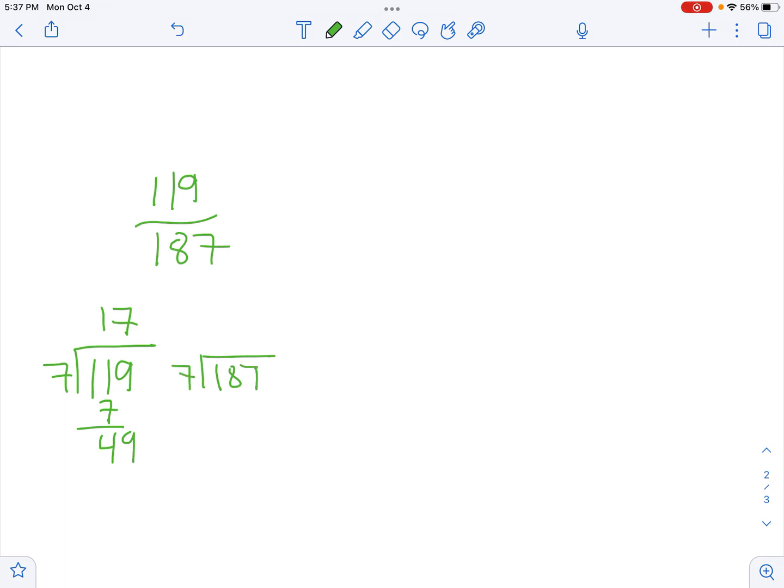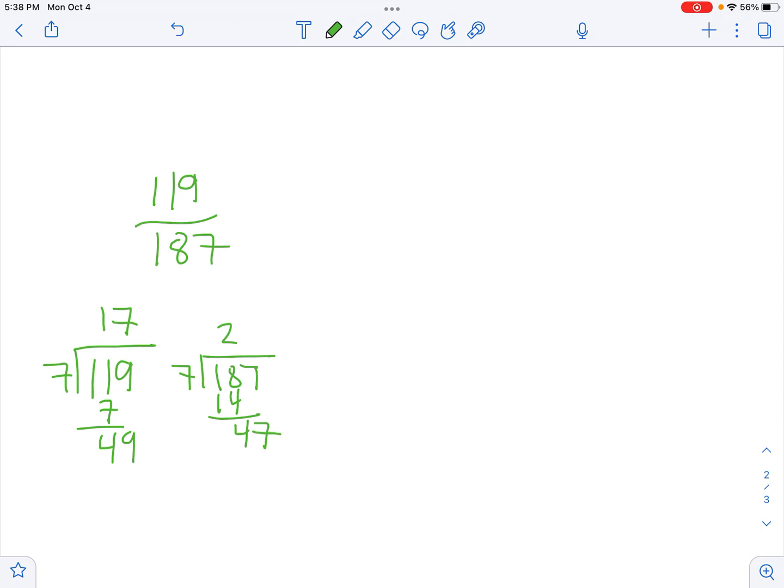Okay, 7 goes into 18 2 times. 2 times 7 is 14. Subtract, you get 4, bring down the 7. 7 doesn't go into 47. So 7 is not a common factor. We already tried 9. 11 might be a useful thing, but I happen to know that 11 times 11 is 121. Again, knowing math facts is really useful, makes things easier. So it's not going to be 11, because 11 times 11 is 121, and 119 is not 11 away from that.